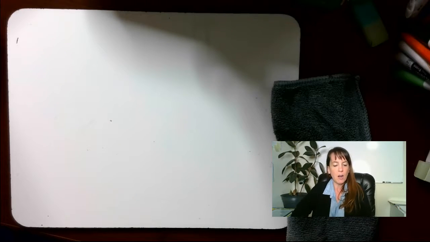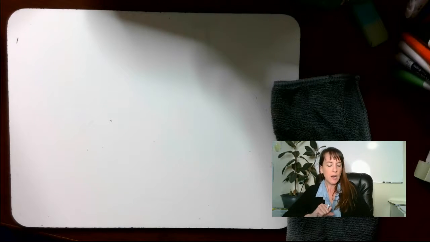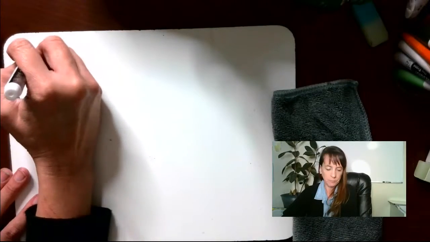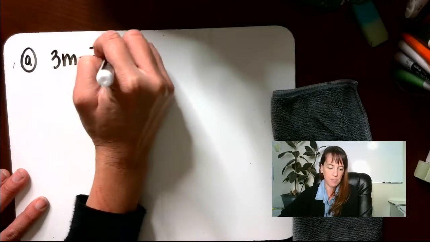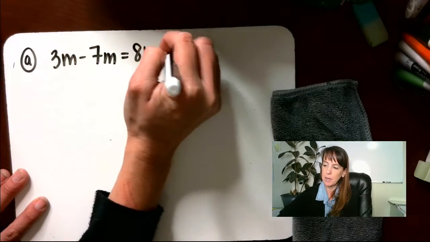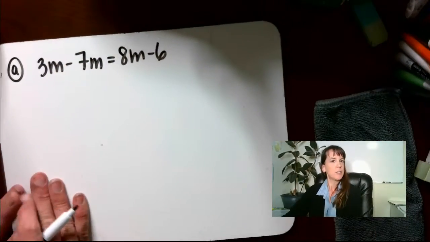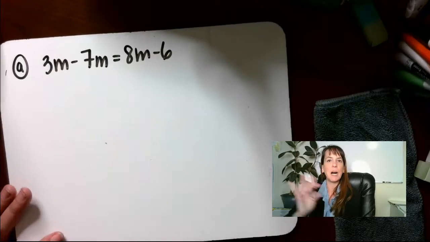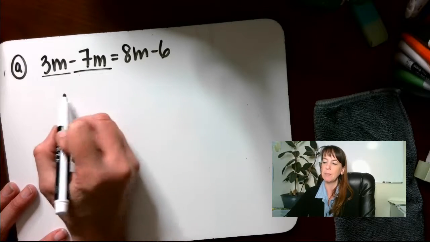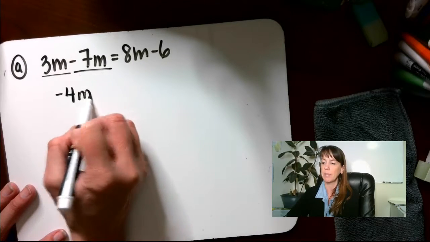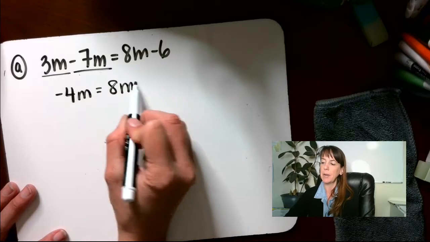One more example, and it's going to be similar to the other one, so I'm not too worried about that. On page 112, there's practice A through D. Go ahead and pause the video now. Do those practice problems. A is 3m minus 7m equals 8m minus 6. All right, so we want to combine things before we go moving them around. We have 3m and we have a negative 7m. That's going to give us negative 4m equals 8m minus 6.